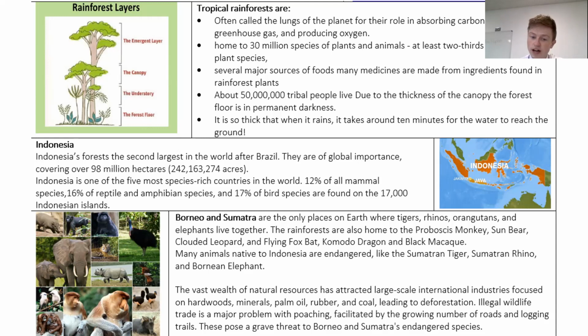The vast wealth of natural resources has attracted large-scale international industries focused on hardwoods, minerals, palm oil, rubber, and coal, which is leading to deforestation. Illegal wildlife trade is a major problem of poaching, facilitated by the growing number of roads and logging trails. These pose a grave threat to Borneo and Sumatra's endangered species.